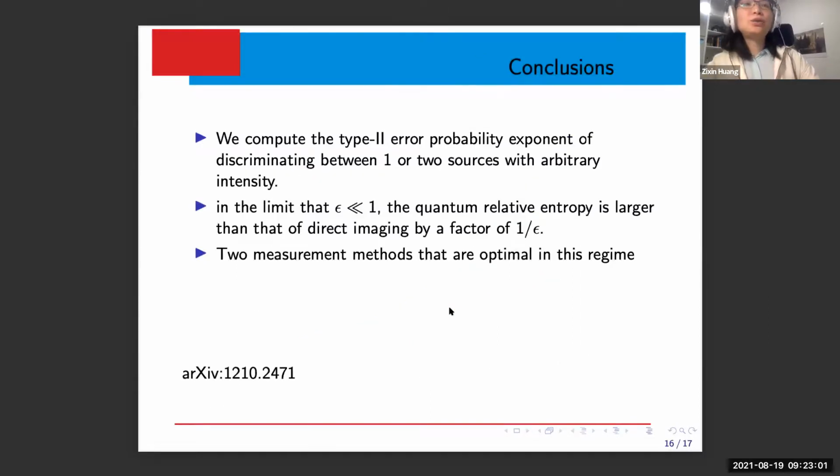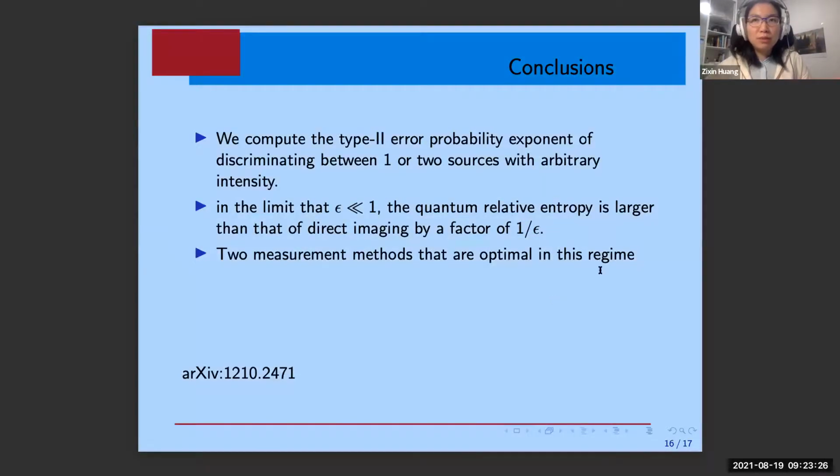Okay, so in conclusion, we've calculated the type 2 error probability exponent of a state discrimination case where we want to discriminate between having one or two sources of arbitrary intensity. We found that in the limit that the relative intensities are very small, the quantum relative entropy is larger than direct imaging by a factor of 1 minus epsilon. And we also have two optimal measurement methods.